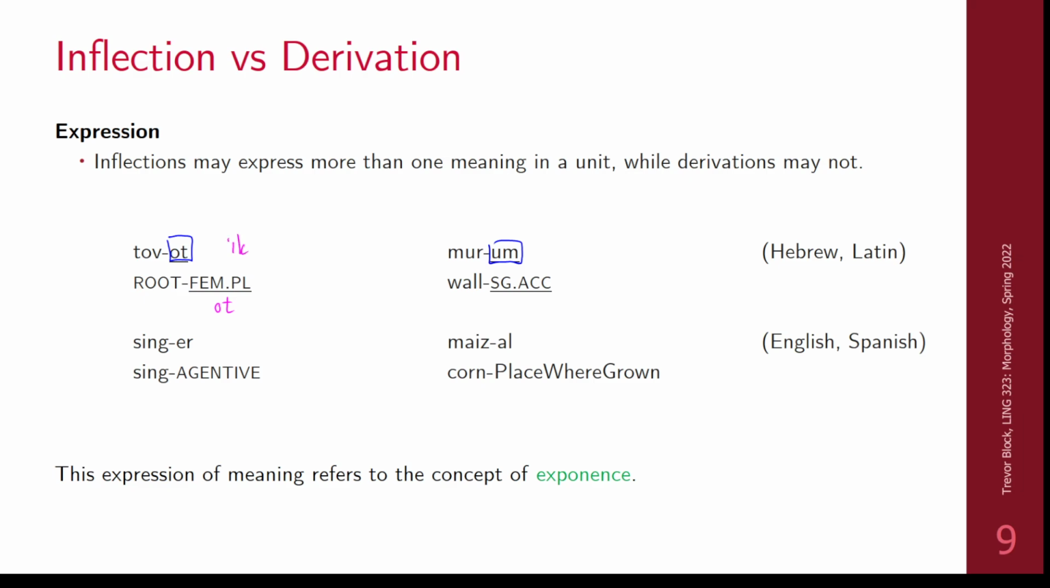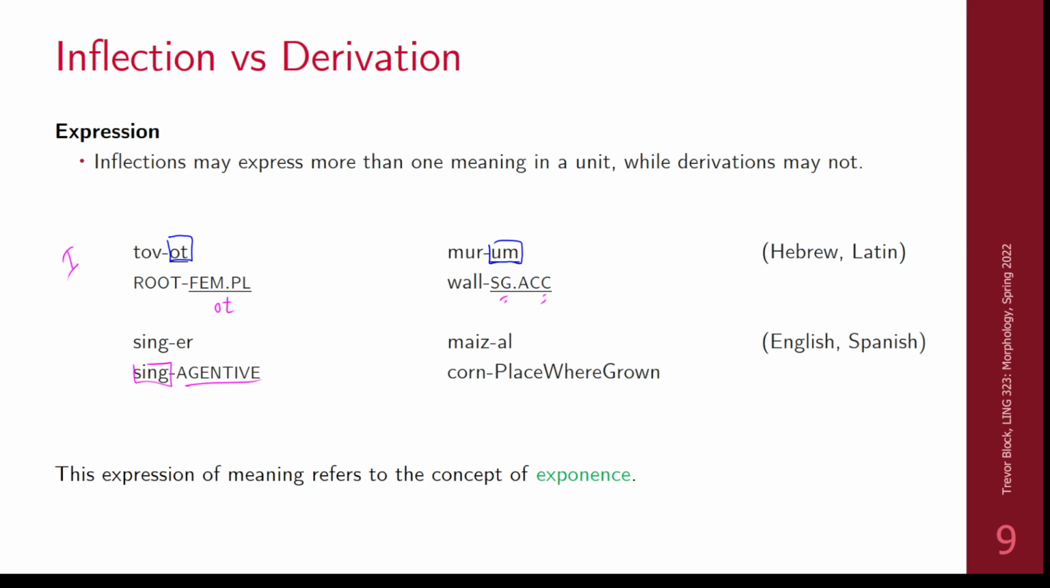And maybe something like ik would be mask plural. Who knows? There's no way to separate this. This morpheme, or this morph, has two meanings associated with it. Same with mur, wall, but means singular and accusative. There's two meanings there in that one morph, and they can't be separated. So these behave inflectionally. While with derivations, it's just one meaning per morph. So singer, sing means sing, and er is the agentive. It makes it human. That's what it does.